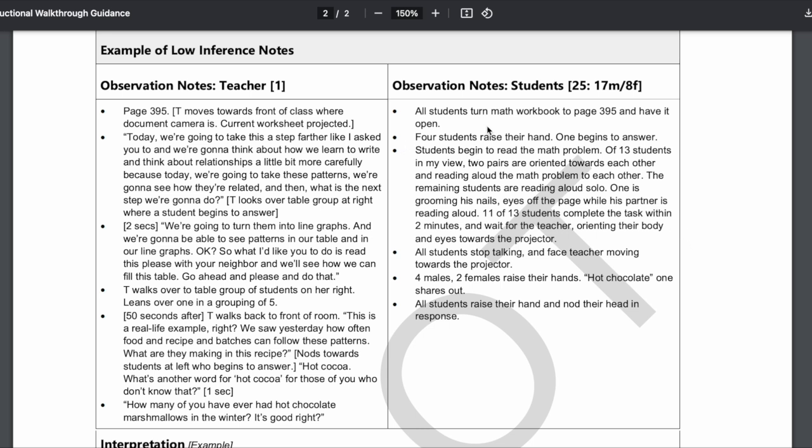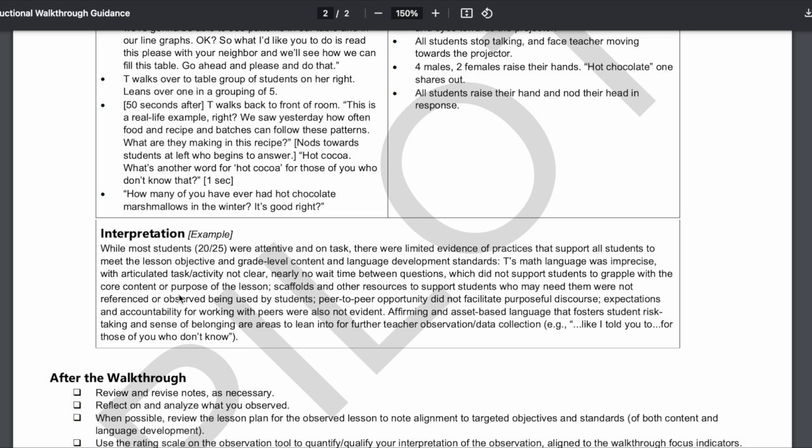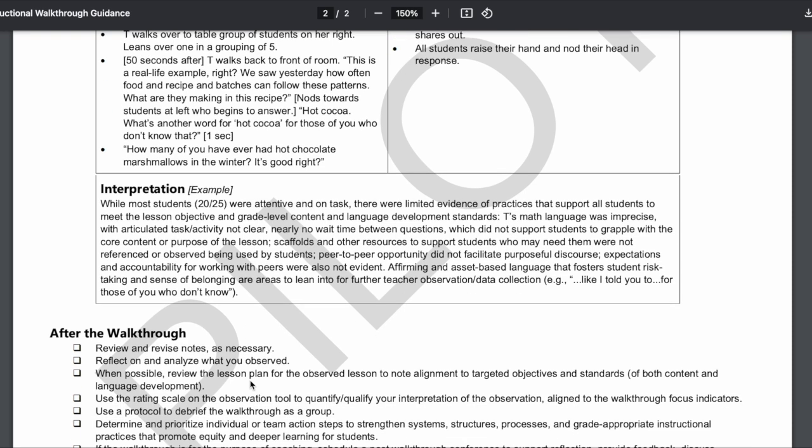All students are turning in openness. 4 students are raising their hand. 1 student answers, right? Here we have 4 males, 2 females raise their hand. So I think also naming the inquiry question up front as we go in, like, okay, here's what we're looking for. We're looking for maybe a gender bias, or is there a gender imbalance in how students are participating, right? And then here we have an interpretation. So most students were attentive and on task, 20 out of 25, right? Here's what we have. And then they go through.